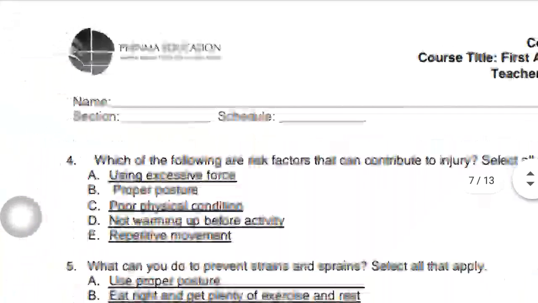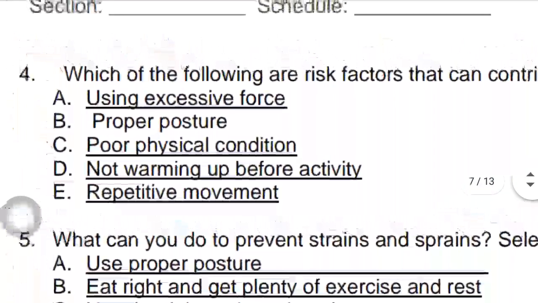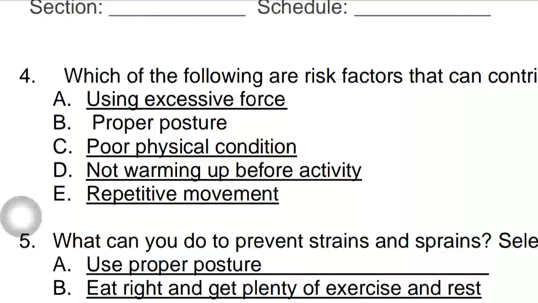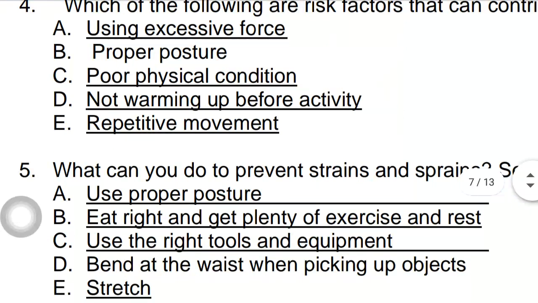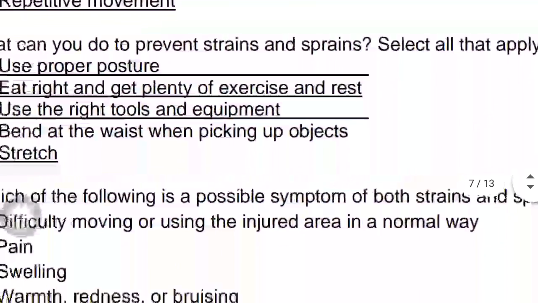Which of the following risk factors contribute to injury? So, ang dili ra apil ani is ang proper posture. So, ang risk factors is using excessive force, poor physical condition, dili ga warm up before ang activity o repetitive movement. So, balik-balik ang movement.